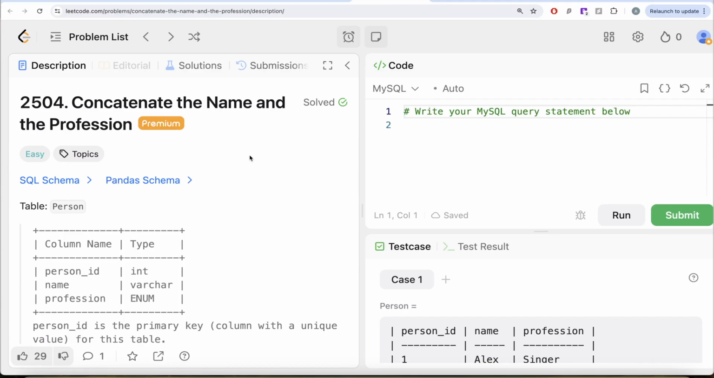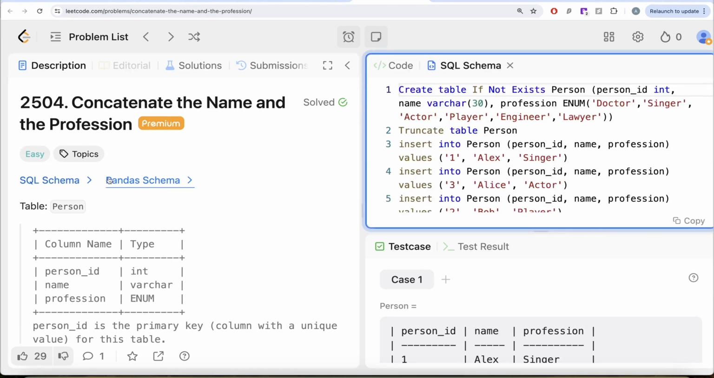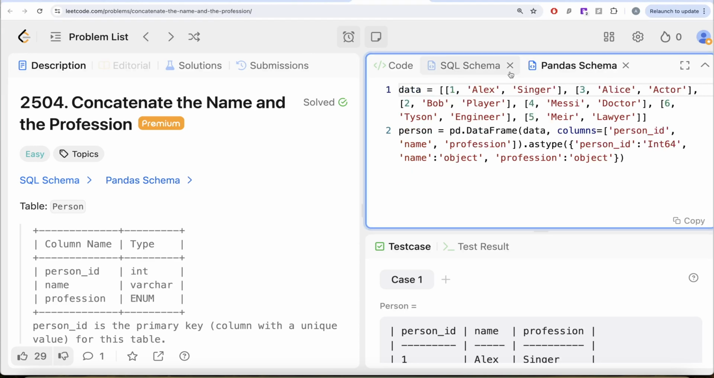This channel is all about trying to learn various concepts through science while practicing a lot of questions. In this video, we are going to solve this question on Leetcode regarding concatenate the name and the profession. The difficulty level of this question is easy and I'm going to share the SQL schema as well as the Pandas schema in the description box below.